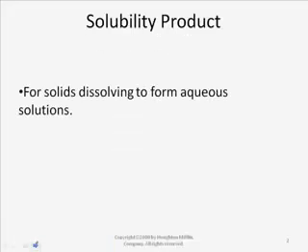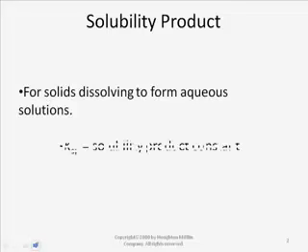Okay, solubility product. This applies to solids dissolving to form aqueous solutions. And we're going to define the equilibrium constant for this situation as the KSP, or the solubility product constant.